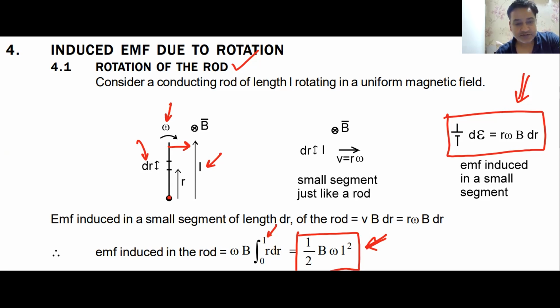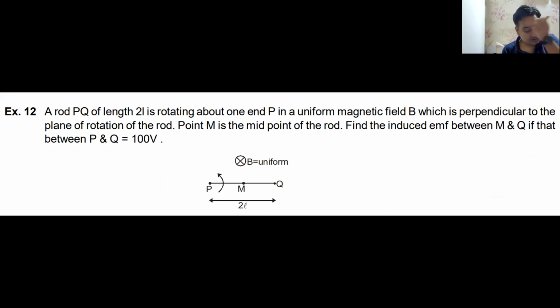Then there is a small problem based on this. A rod PQ of length 2L is rotating about point P in a uniform magnetic field which is perpendicular to the plane. Find the induced EMF or the potential difference between the points M and Q, if between P and Q the potential difference is given as 100 volts. Remember, this is how questions are framed in JEE. Questions are simple. I'll give you 2 minutes to solve it.